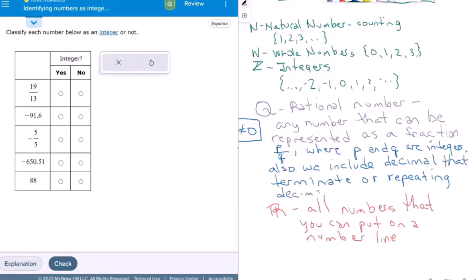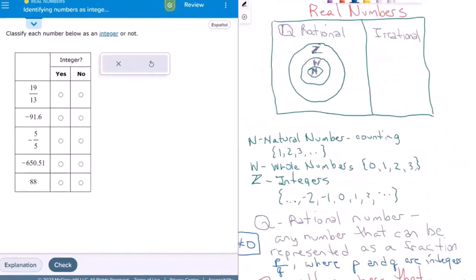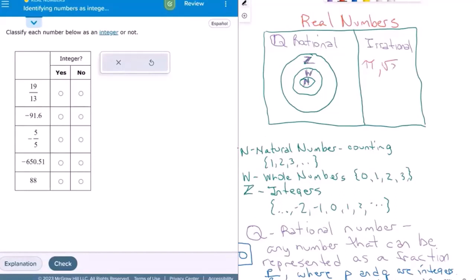Things that don't repeat and don't terminate are not rational. Irrational numbers are pi, the square root of 2, the square root of 3, the square root of any number that is not a perfect square is probably irrational. For example, the square root of 4 is 2. That would be in natural numbers, whole numbers, integers, and rational numbers. It would not be irrational because the answer is a whole number.